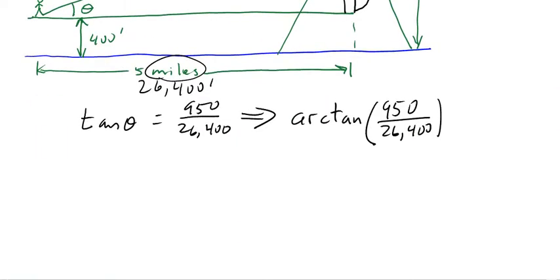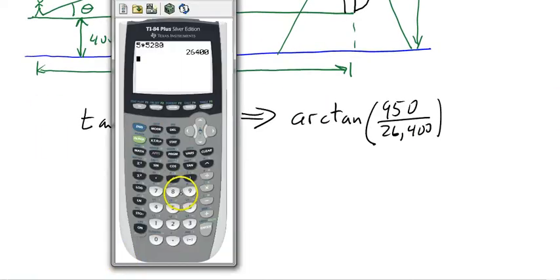So, I'm going to bring up my calculator again, and this time I'm going to go second tangent 950 divided by 26,400. And we get that that angle of depression is about 2.1 degrees.